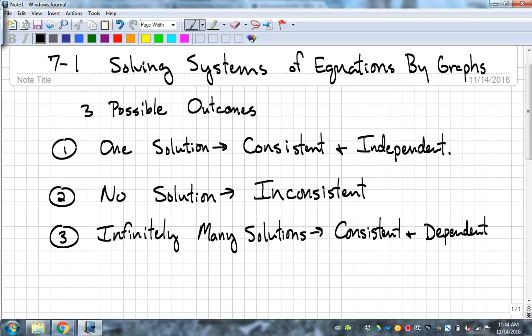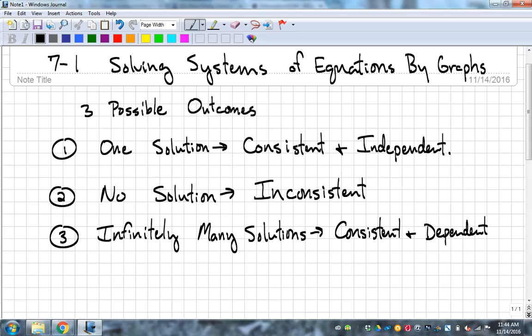That's called consistent and dependent. Okay, consistent and dependent. So if it's got answers, it's consistent. If it's only one answer, it's independent. If it's multiple answers, it's dependent. Infinitely many means it's got a bunch of answers. Okay. If it has no answers, it's inconsistent. So that can help kind of tie those together.